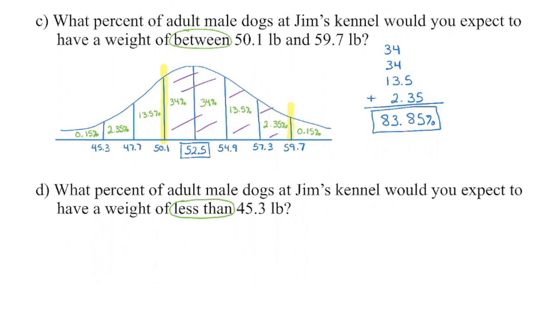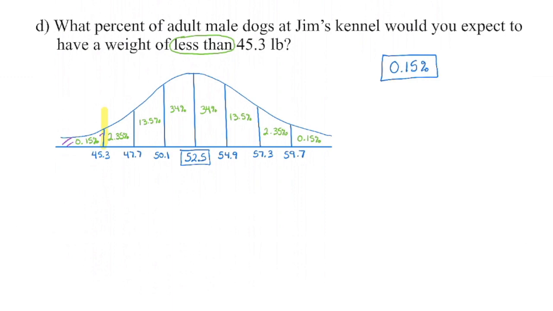Now this time we're looking for the percent of dogs we would expect to be less than 45.3. So take a look at your graph and what do you think? First, find 45.3 pounds on your bell curve. So there it is right there. And we want to be below that. So we're going to shade everything below, which in this case just happens to be the one section. So 0.15% of dogs would be less than that weight.